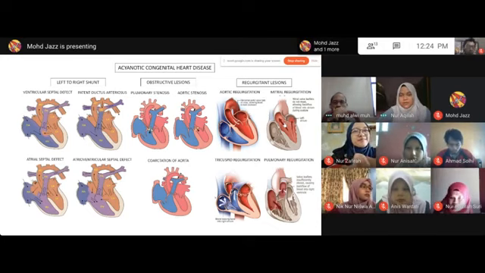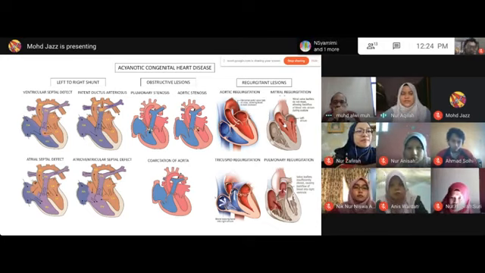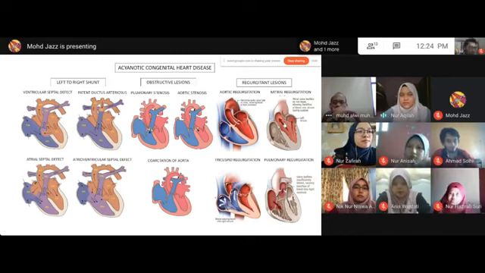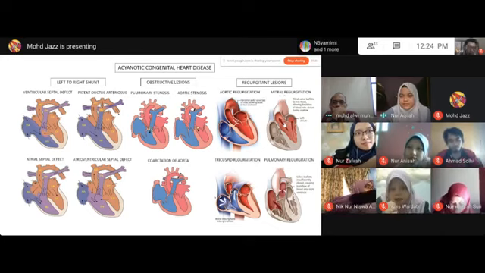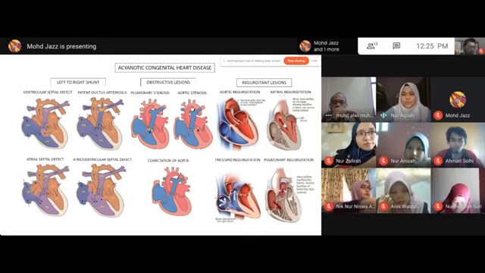We can say the VSD is small if it is smaller than the size of the aortic valve, which is about 3 millimeter to 5 millimeter. And we can say it is a moderate to large VSD if the lesion size is as big as the aortic valve or even bigger than the aortic valve. So it's about more than 5 millimeter or more than 1 centimeter.